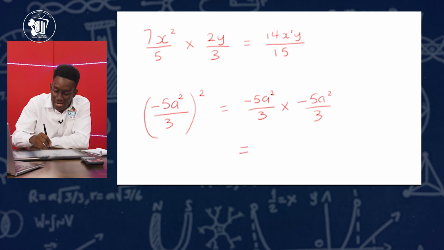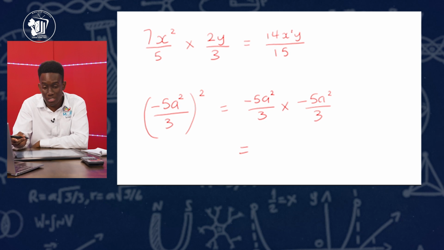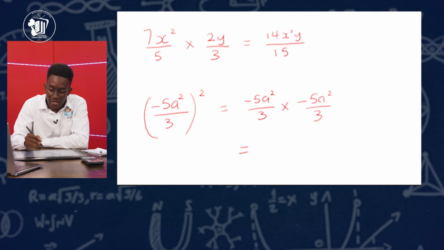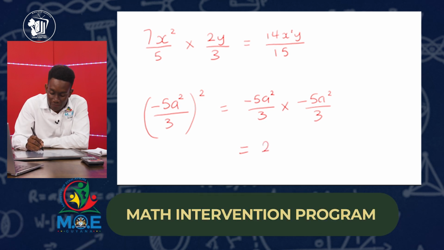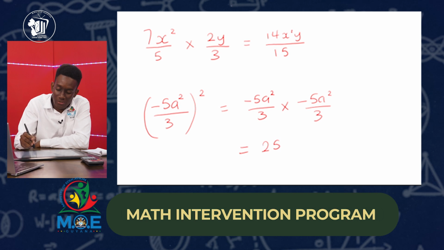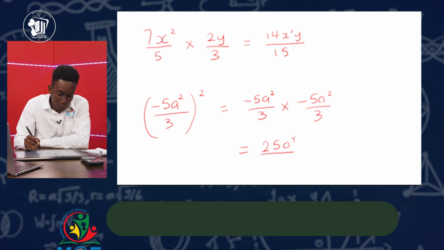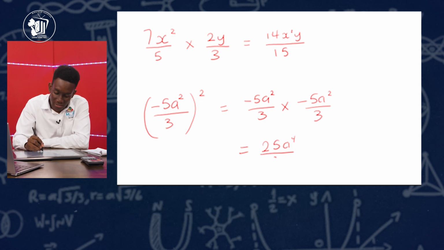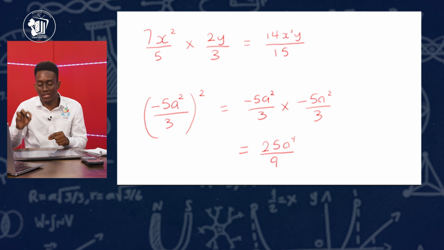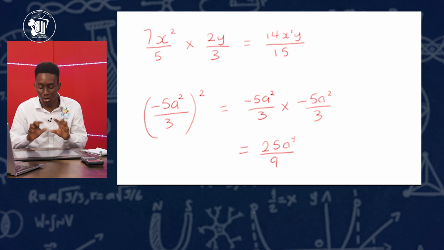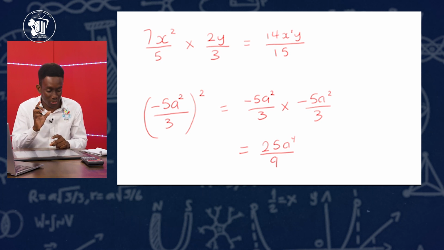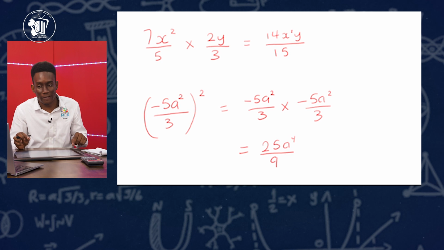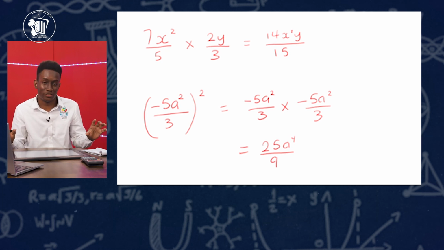So this will be negative times a negative, which of course gives you a positive. And then 5 times 5 would be 25, and a squared times a squared would be a to the 4th power. And all of this would be over 3 times 3, which is 9. So you have 25a to the 4th power, all divided by 9, when we square that term in that bracket. And that is all there is to multiplying algebraic fractions.